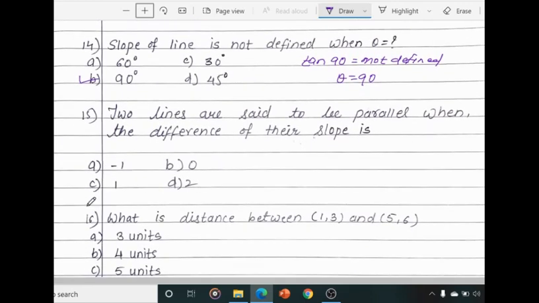Two lines are said to be parallel when the difference of their slopes is... See, we know the condition that is m1 is equals to m2. When m1 is equals to m2, take their difference and the difference is m1 minus m2 is equals to 0. So the answer is 0.